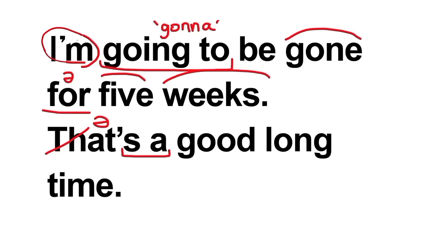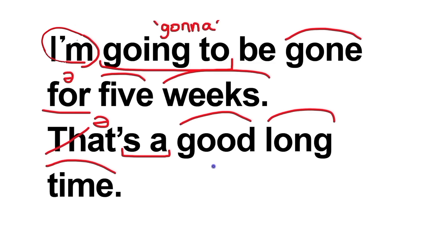It's a good long time. He stressed the last three words. We have adjective, adjective, noun. The three content words are stressed, longer, clearer. I'm gonna be gone for 5 weeks. That's a good long time.